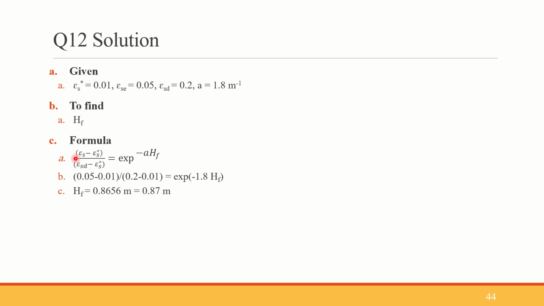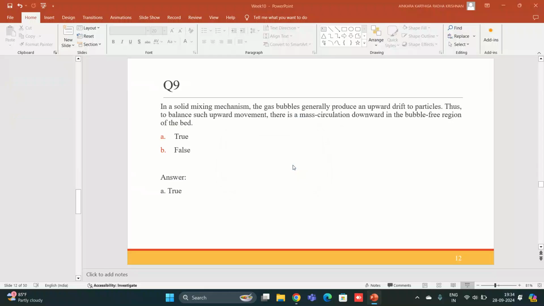I think it should be a solution. Epsilon S minus epsilon S star divided by epsilon SD minus epsilon S star is equal to exponential of minus A into HF. So here we know everything: epsilon S, epsilon S star, epsilon SD, epsilon S star, and A is known, HF is unknown. So we are calculating everything.